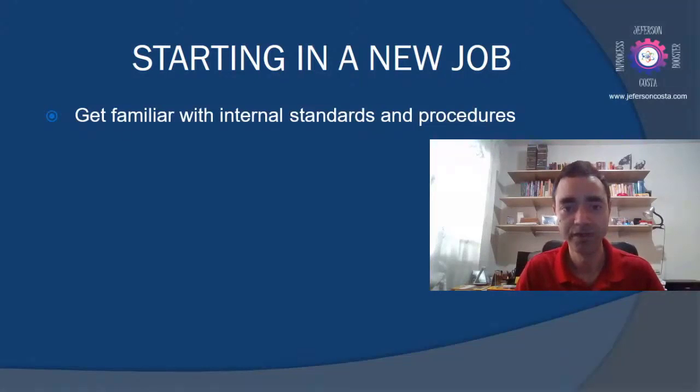Get familiar with internal standards and procedures. When we start a new job in a medium to big company, normally all the procedures and the standards, or the internal standards and procedures, are already available. And that is very good for us because we can understand how to proceed, how to develop the plant design, avoiding asking too much of the senior people how we should address a determined problem.